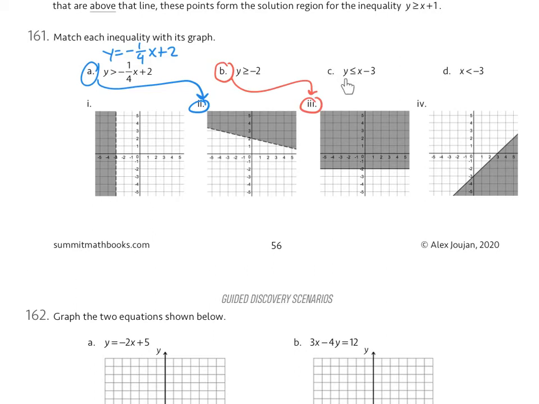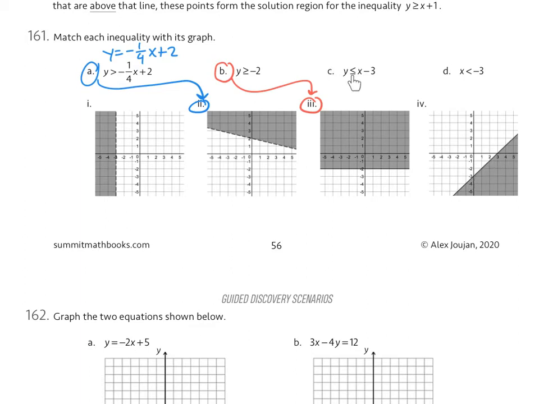Part C, y is less than or equal to x minus 3. If it just has x, then it has a coefficient of 1, which means the slope is 1, up 1, right 1, and the y-intercept is negative 3. This line has a y-intercept of negative 3, and the slope is up 1, right 1, up 1, right 1.